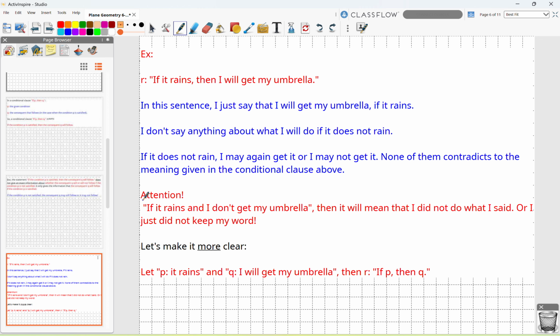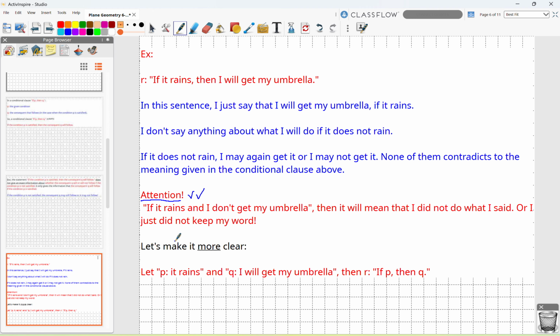We need to understand only one case. According to my sentence, I know my proposition R. If it rains and I don't get my umbrella, then it will mean that I didn't do what I said in this sentence, right? I just didn't keep my word. Because I said that I would get my umbrella if it rained. So, if it rains and I don't get my umbrella, it means that I didn't do what I said.